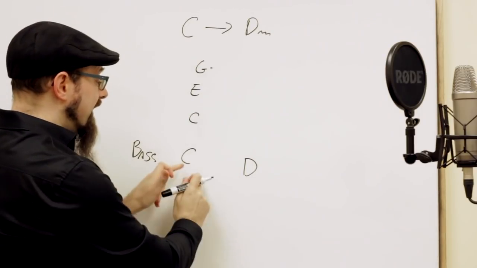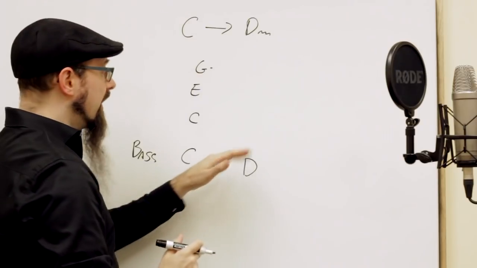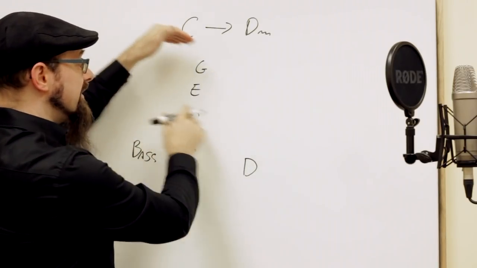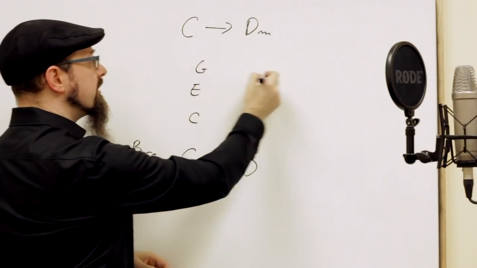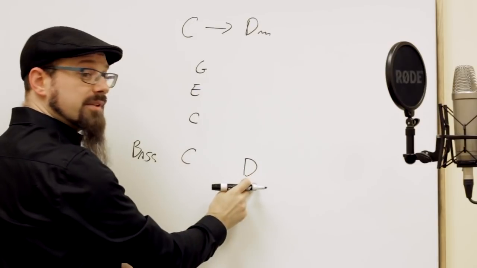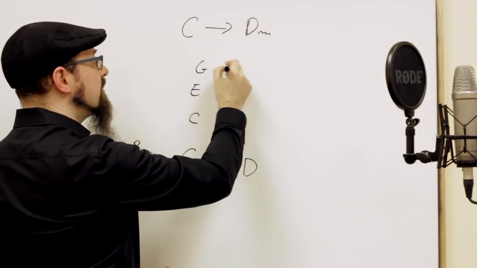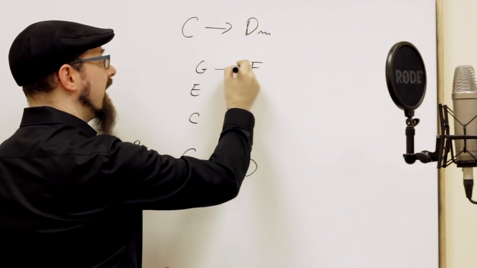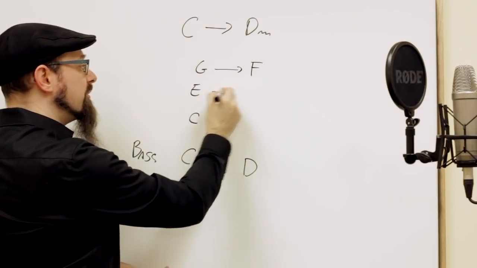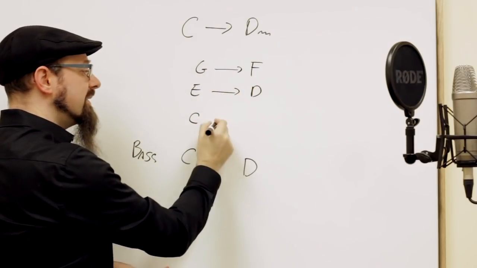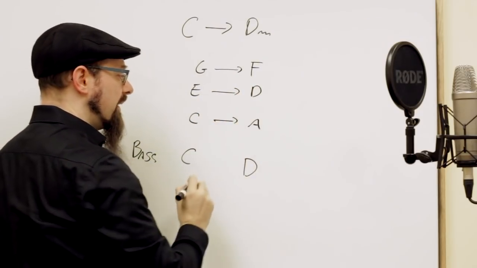But again, this C goes up to this D. So now we lead all the other voices down. G will go down to the next note in the D minor chord, so to F. E will go down to D, and the C will go down to A, okay?